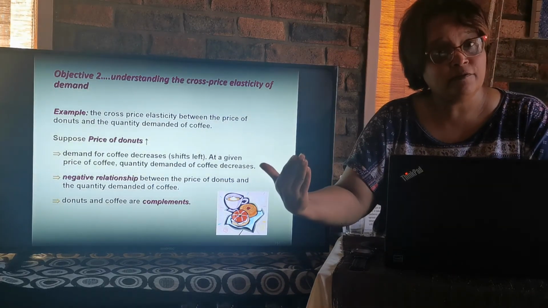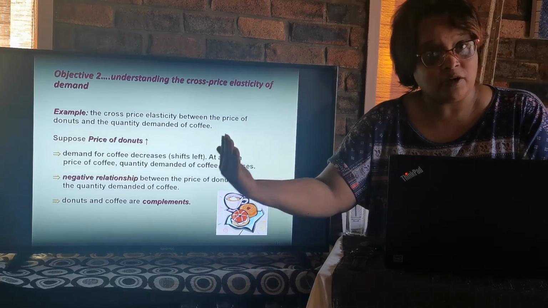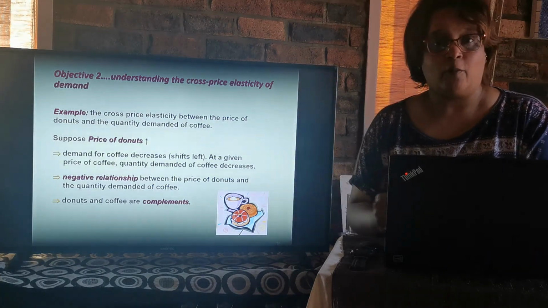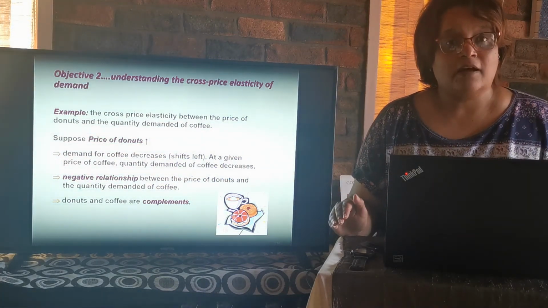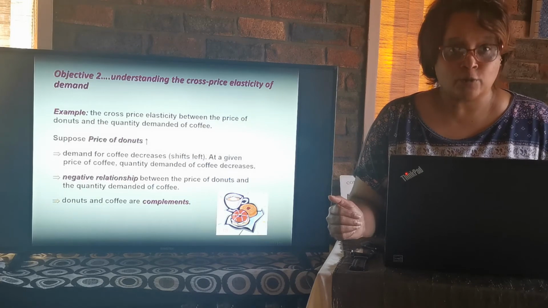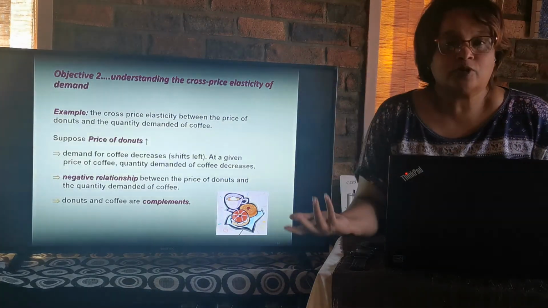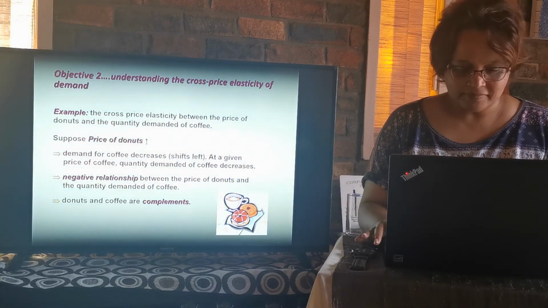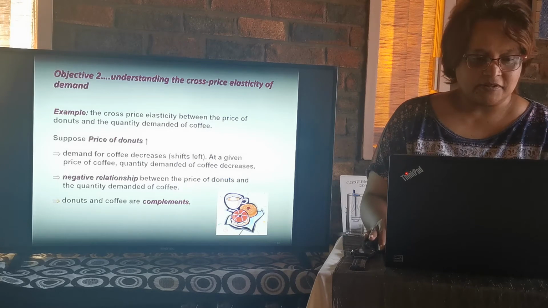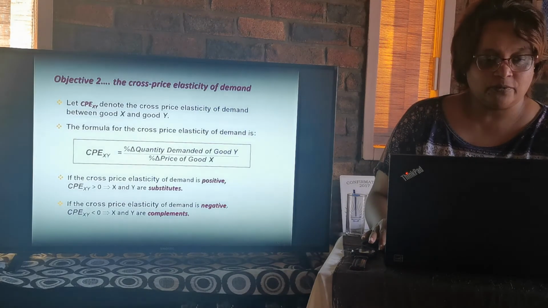When it's inferior goods, it will be negative. If it is complementary goods, it's also negative. When it's normal goods, it's a positive relationship, and that means with substitute goods as well. When the one goes up, the demand for the other one also goes up. So it's again a positive relationship. So donuts and coffees are complements. And there we go.